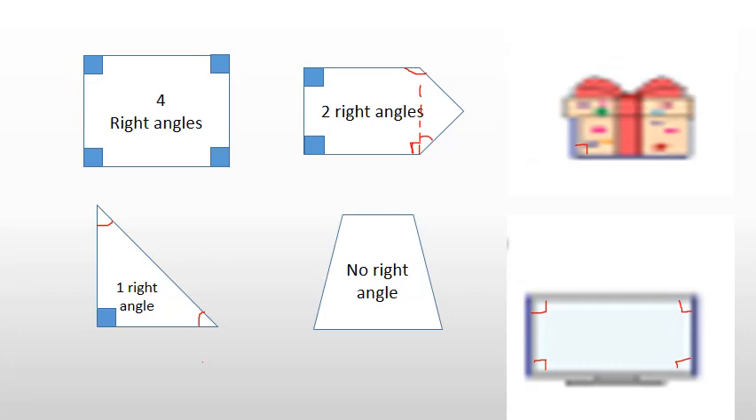Okay, one more thing, as I told you before, this line is perpendicular to this line because there is a right angle. This line is perpendicular to this line because there is a right angle between them. But this line and this line are not perpendicular to each other because the angle here is not 90 degrees.